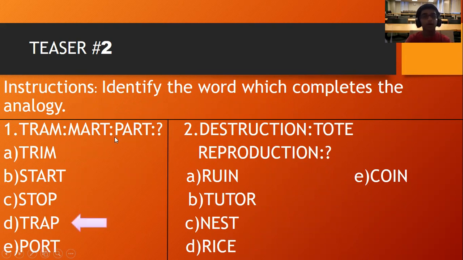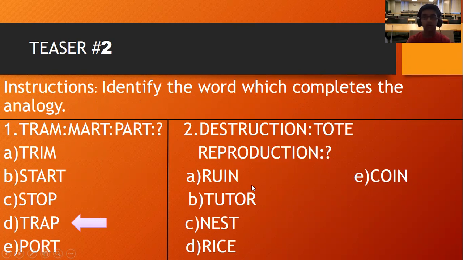Trap. Now, this is because when you see the word tram and marked, when you spell tram backwards, it becomes marked. But here, when you spell park backwards, it becomes trap. So therefore, the answer is D. Trap. Now, number 2. Destruction is to tote. Reproduction is to what? A. Ruin. B. Tutor. C. Nest. D. Rice. Or E. Coin.